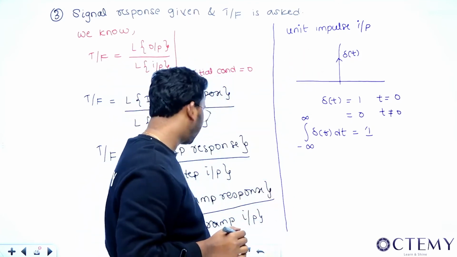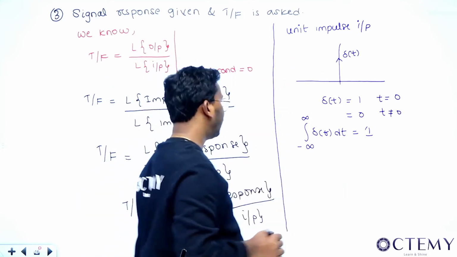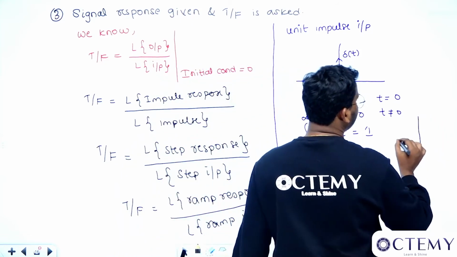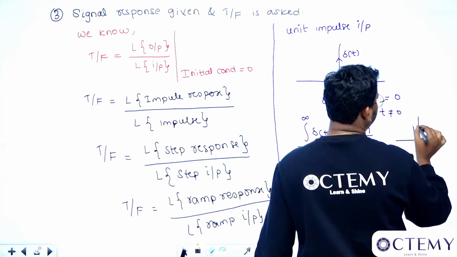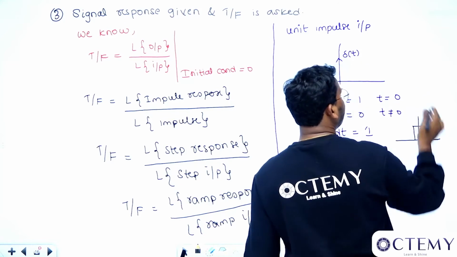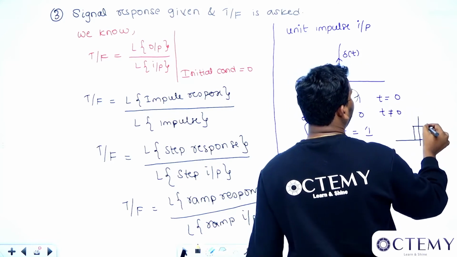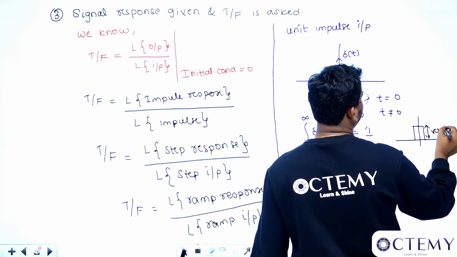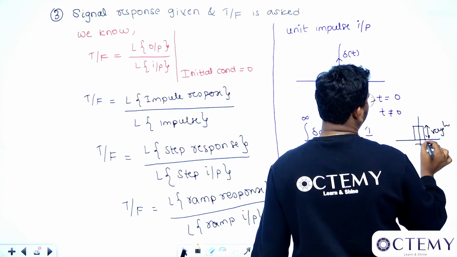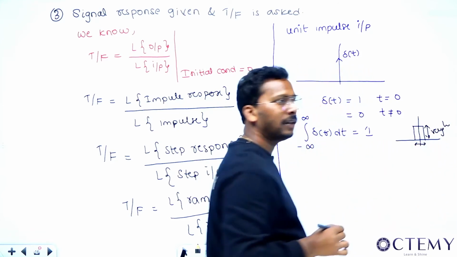So in some textbooks you will also see the impulse drawn like this. You will say this is the impulse, and that is perfectly alright. That means the height is infinite, the height is very high, and the width is very small. Right? That is the meaning of impulse.